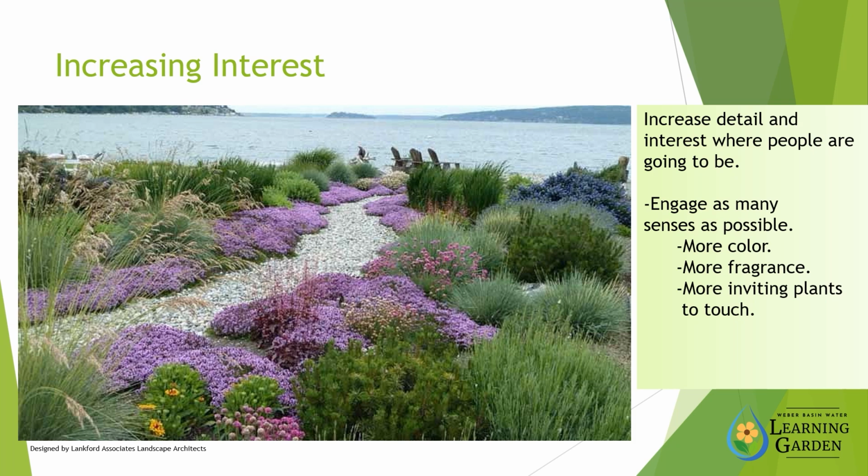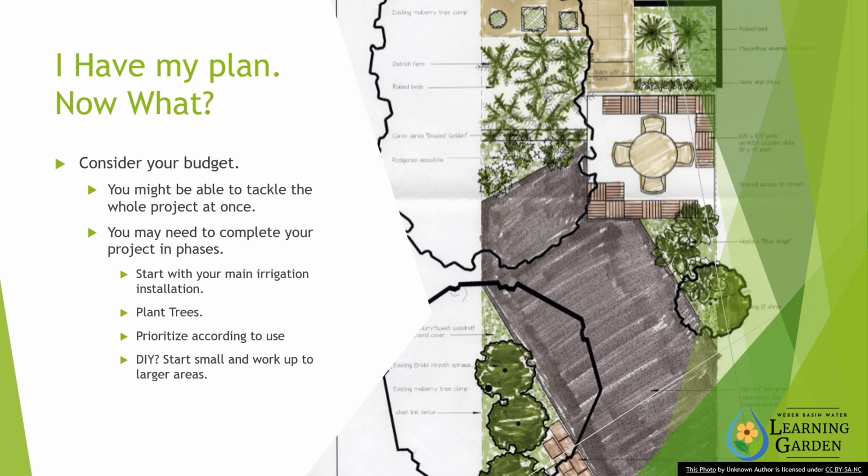When you have your plan and it's ready for installation, it can be a little intimidating to think about doing it all at once. And maybe your budget doesn't allow for it to be done at once. And that's the great thing about having a plan in place: you don't have to do everything all at once. So you can divide your plan into phases and get all of one area done before you move on to your next area.